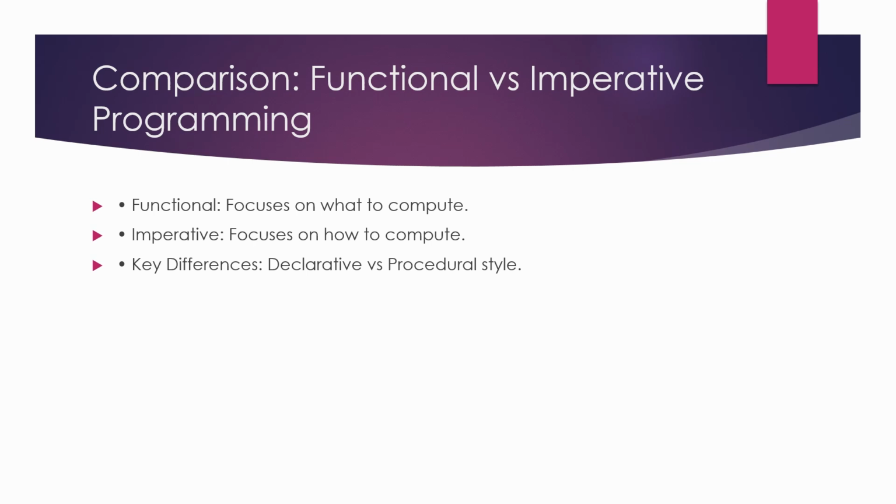Let's compare functional programming to imperative programming. In functional programming, we focus on what we want to compute, while in imperative programming, we focus on how to perform the computation. Functional programming avoids mutable state and side effects, whereas imperative programming typically uses loops and changes states.